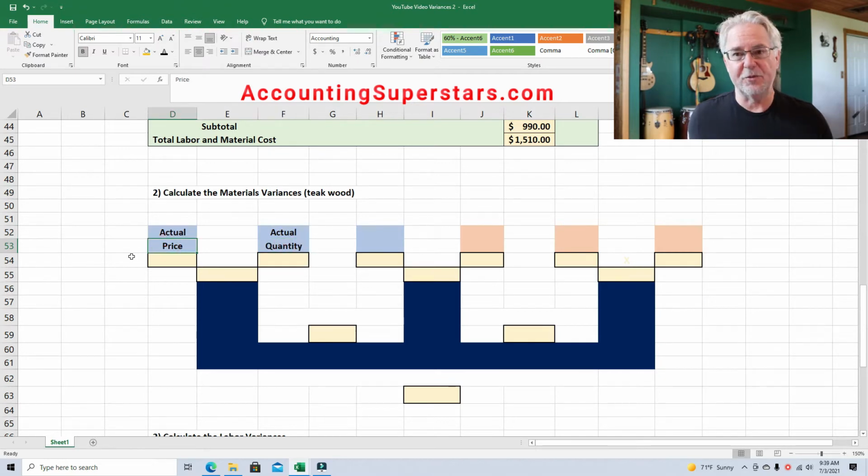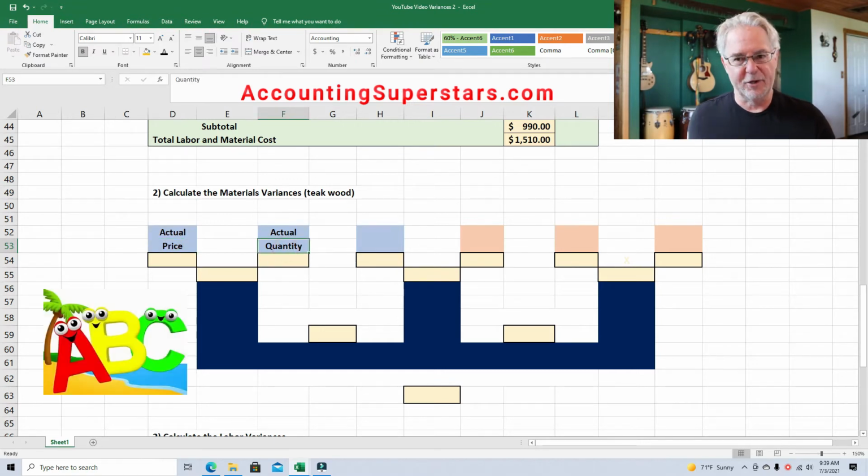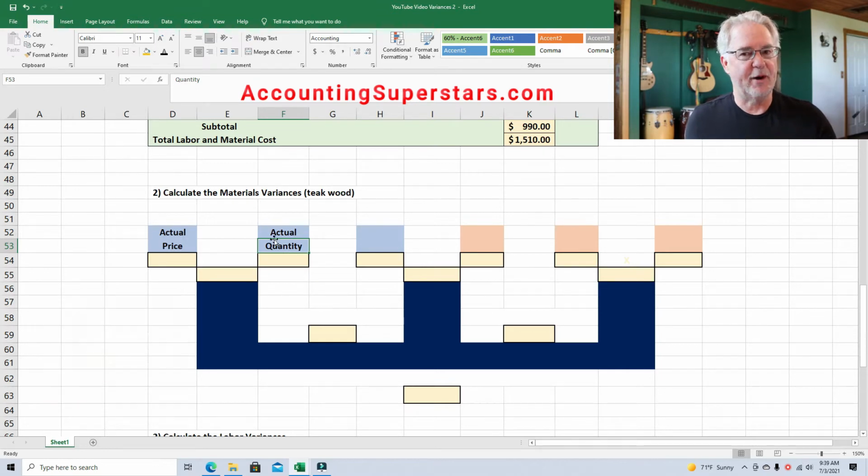So now another way that I remember this too is that P for price comes before Q for quantity. You know, PQ if you know your alphabet. So actual price, actual quantity. And you want to set it up in this order. You don't want to reverse these or you'll get wrong answers. Now I'm going to go clear over here to the right-hand side. So over here on the right-hand side, we have budget price or standard price.